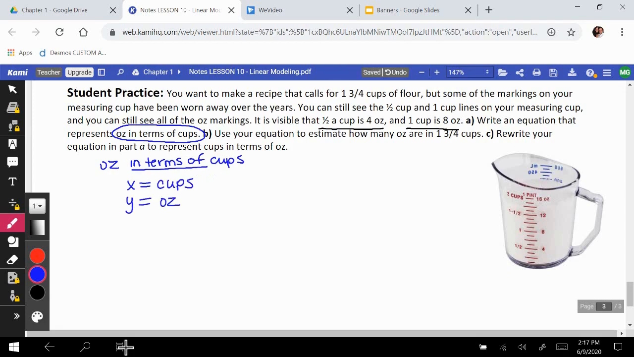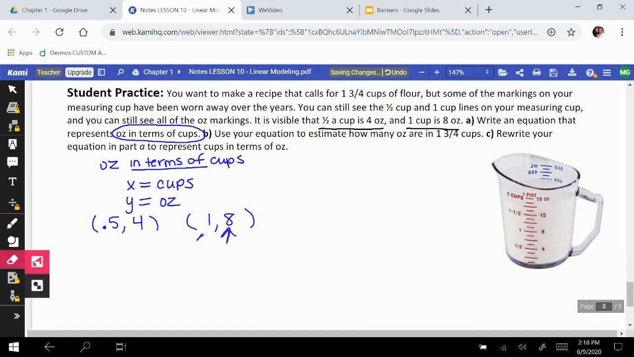Okay, so let's just think about how we would write that relationship as an ordered pair. It tells us that half a cup is 4 ounces, so I'm going to write a point at 0.5, 4. Right? My input is cups, my output is ounces, and then it also gives us that 1 cup is 8 ounces. So again, my input is my cup, and 8 ounces would be the output there. Okay, so write an equation that represents ounces in terms of cups.